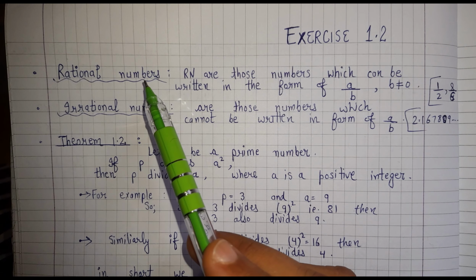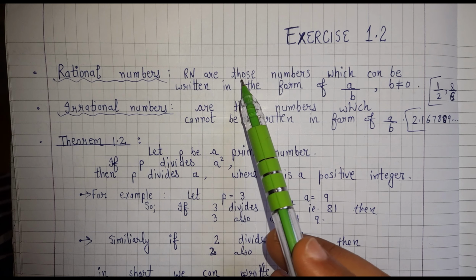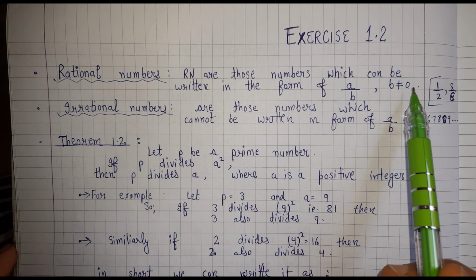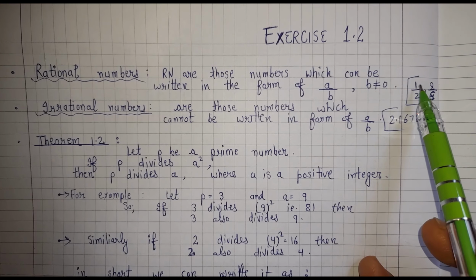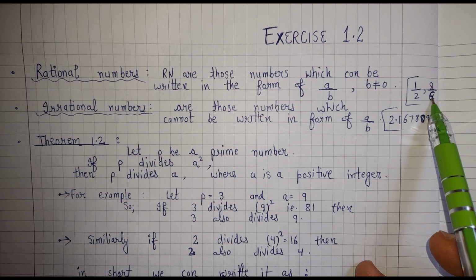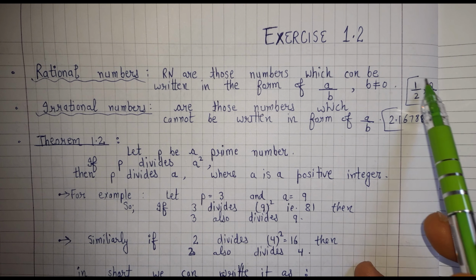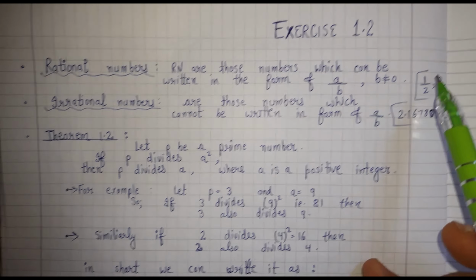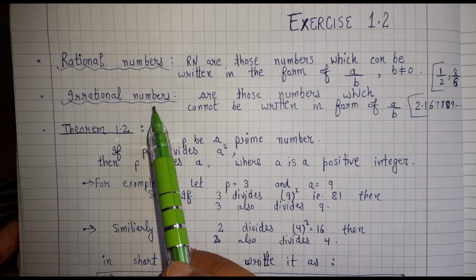First one is rational numbers. Rational numbers are those numbers which can be written in the form of a upon b, b is not equal to 0. For example, 1.2, 8.6. These numbers are written in the form of a upon b, where b is not equal to 0. Next one is irrational numbers.